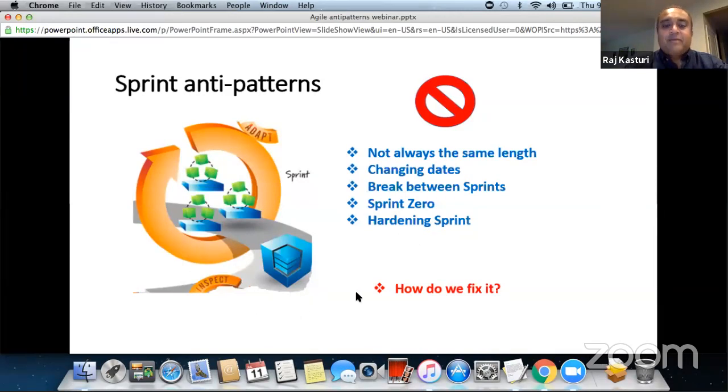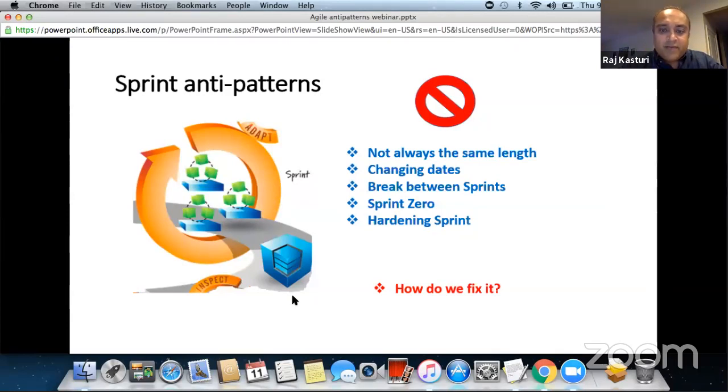What do you mean by a break between sprints? When I say a break between sprints, let's say your sprint starts on a Tuesday and ends on a Monday, and following that sprint you take 3 days off and start your next sprint on Friday. That's a break. Sprints need to stop and end, and move on to the next one continuously, without taking a holiday in between.